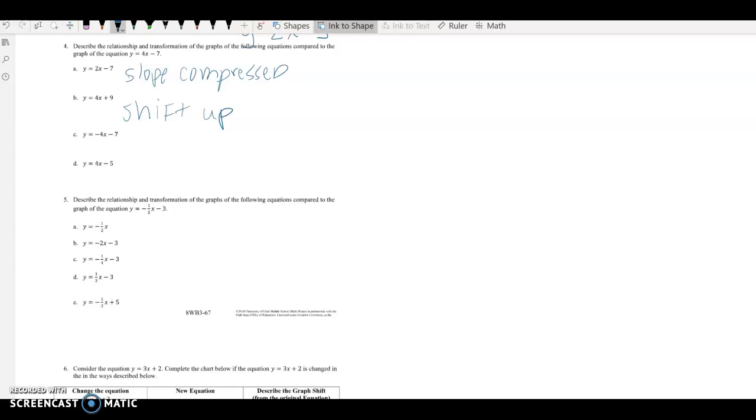For C, what changed from 4x minus 7 to -4x minus 7? Well, it reflected. It went positive to negative. In D, I'm sharing the same y-intercept. It was at -7 and now it's at -5. That means it shifted up 2.